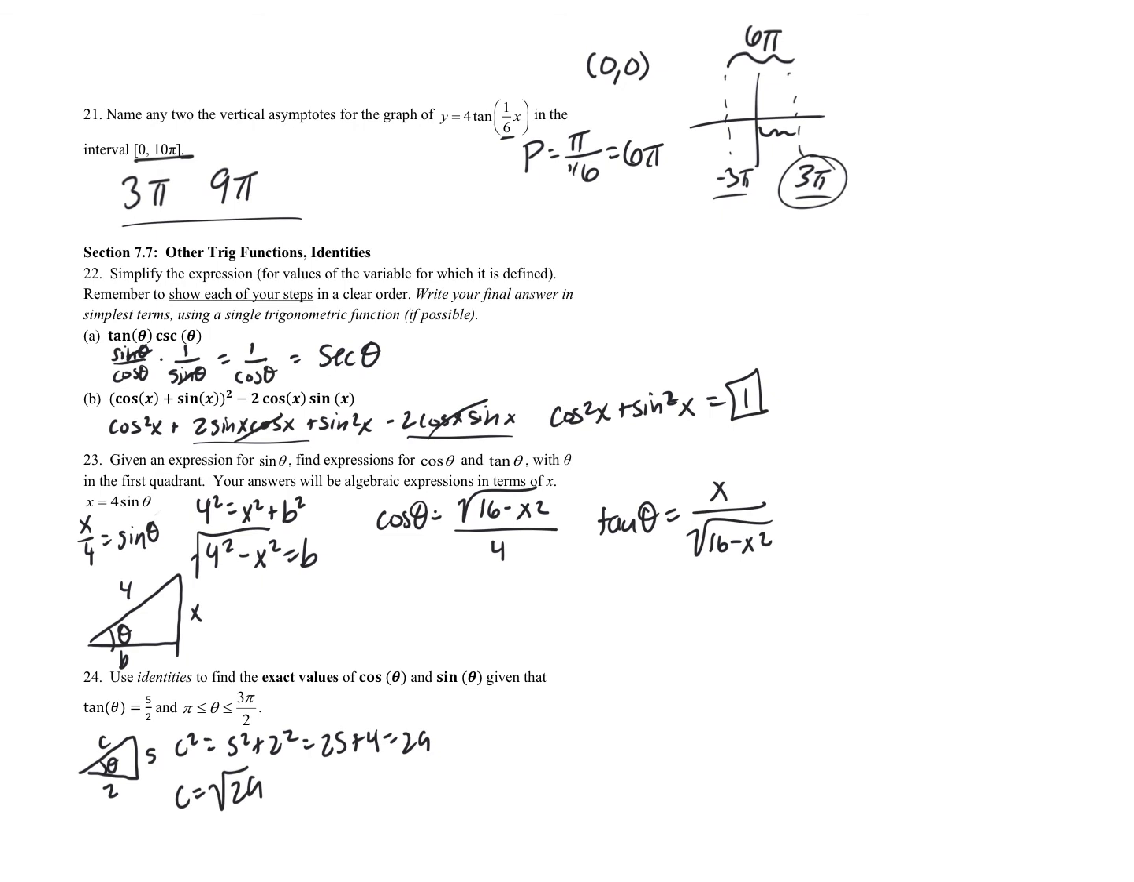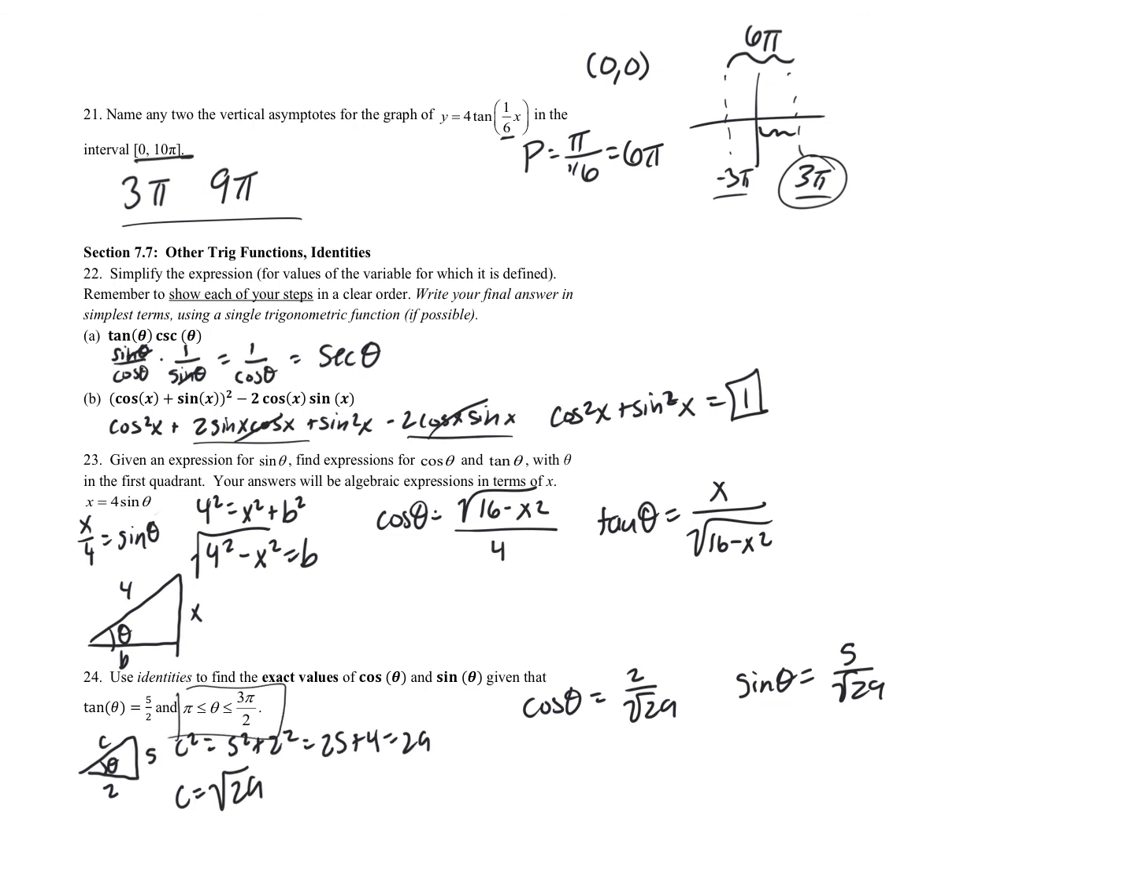So now to find the exact values of cosine and sine, cosine is going to be our adjacent over our hypotenuse, 2 over square root of 29, and sine is going to be equal to the opposite, so 5 over our hypotenuse. Now the next thing to check is whether the signs, so if it's positive or negative, are correct, and we can decide that based on this interval.